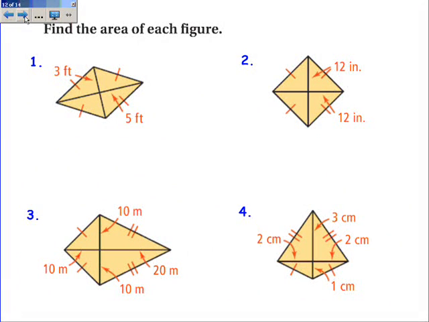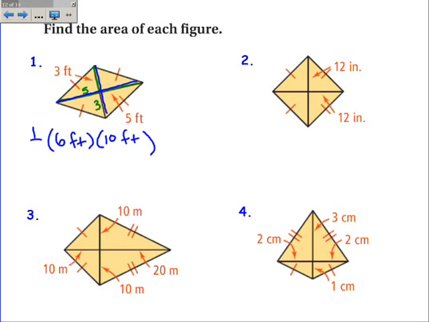Now in number 1, it's still a rhombus, but I'm not given the other part of the length. I know that this length right here is 3. So if you remember back when talking about rhombuses, that the diagonals bisect each other. They cut each other in half. So this length down here must also be 3. And if this length is 5, on the other side it must also be 5. Okay? So this diagonal is 6 feet. And this length is 10 feet.